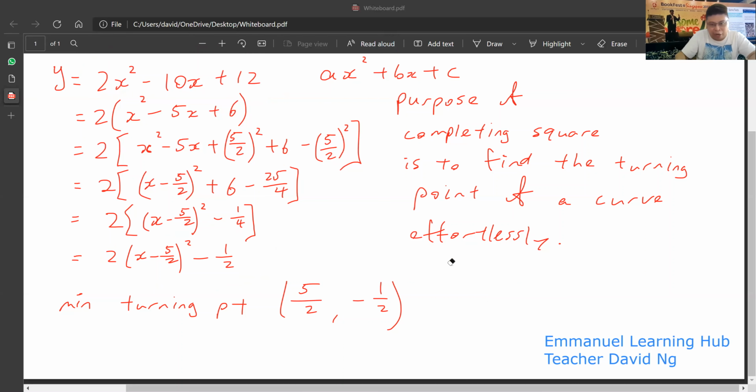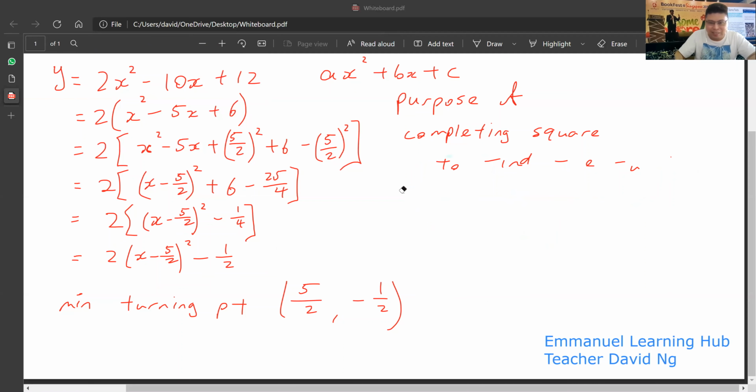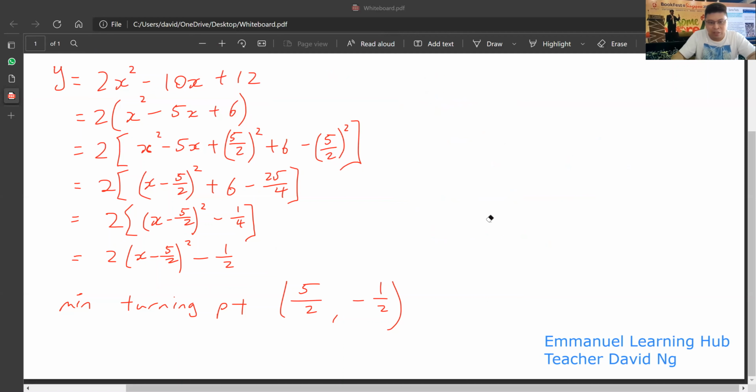And I believe in your experience in plotting graphs for curves, the turning point is critical information. I believe you can agree the turning point is critical information. So now by doing this, you already know instantly the turning point. Is that a good piece of information to have? Yep, it is.